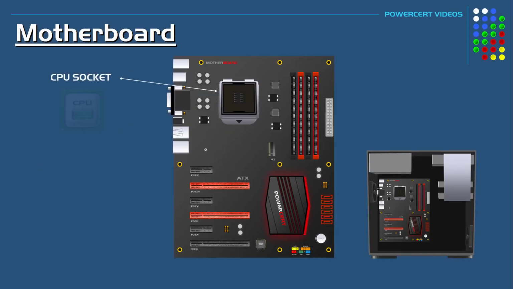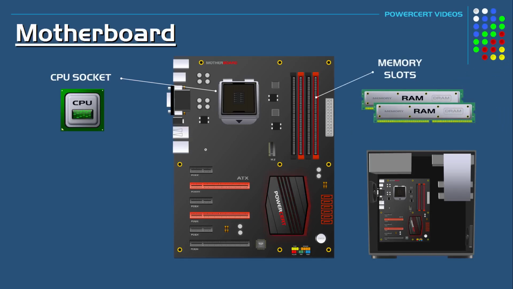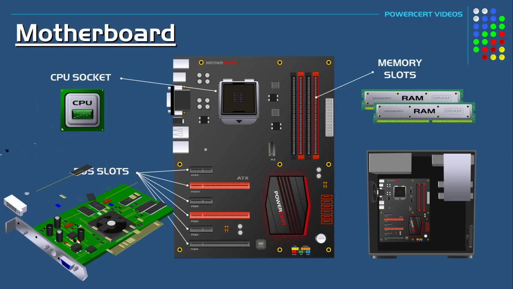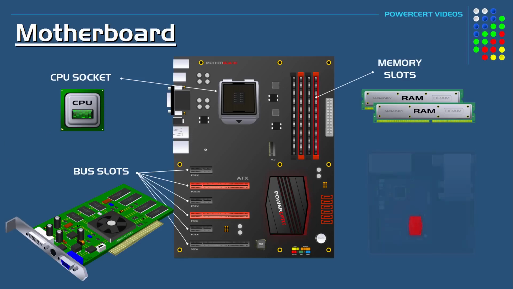The CPU socket is where the CPU, or Central Processing Unit, is placed. There's the memory slots, and this is where the primary memory DIMM modules, known as RAM, are inserted. And there is also the bus slots, or expansion slots. These are used to install various components to add more capabilities to a computer, such as a video card, sound card, network card, and so on.